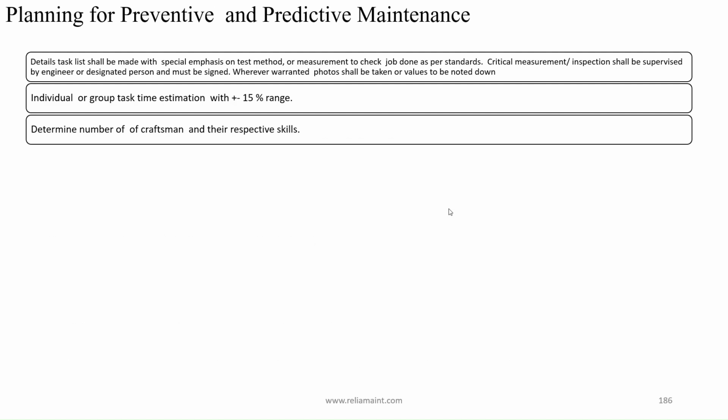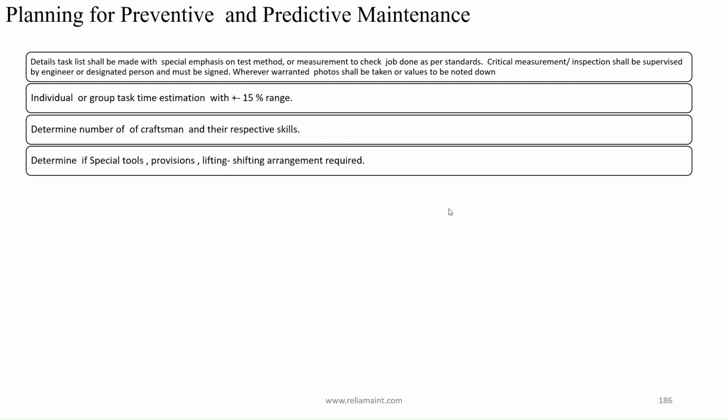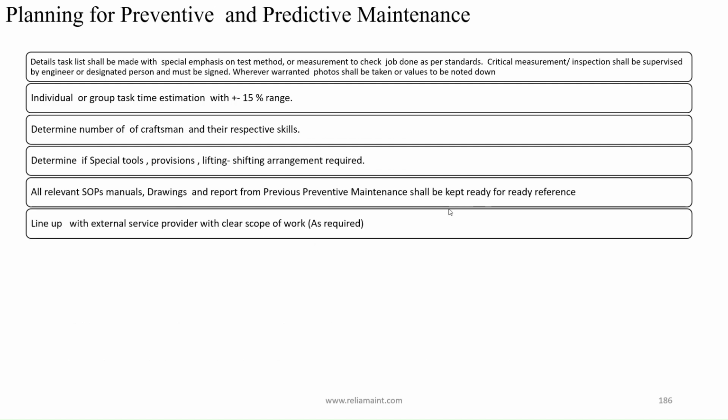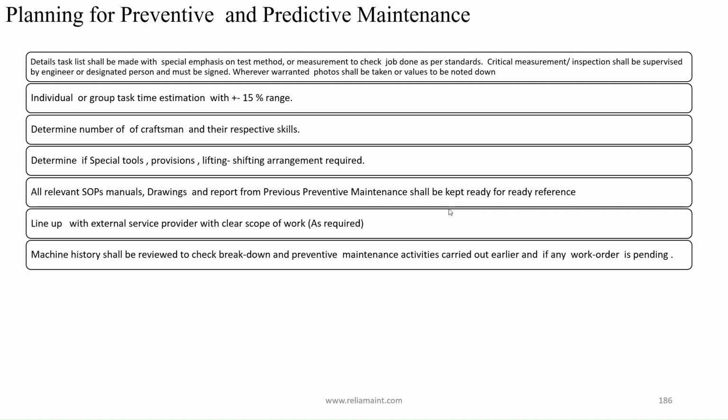Individual or group task time estimation with plus 15% range. Determine the number of craftsmen and their respective skills. Determine if special tools, provisions, lifting, or shifting arrangements are required. All relevant SOPs, manuals, drawings, and reports from previous preventive maintenance shall be kept ready for reference. Line up with an external service provider with a clear scope of work, as required.